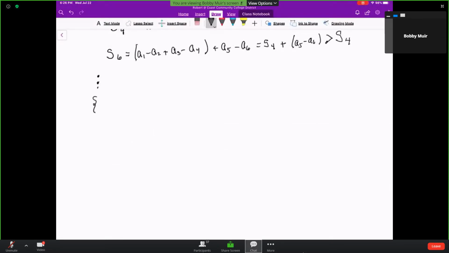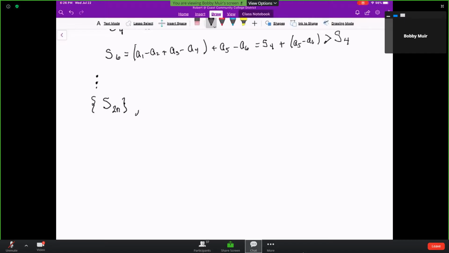So he continues on doing this, and he gets a sequence of numbers, S sub 2n, where the property satisfied is that S sub 2n is bigger than S sub 2n minus 2.